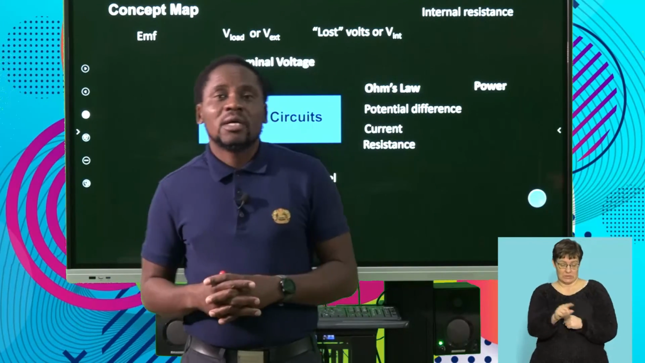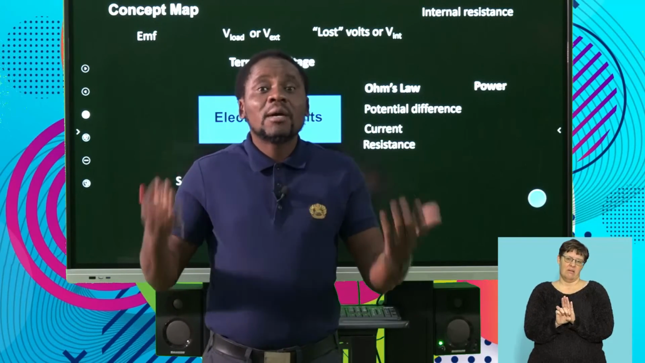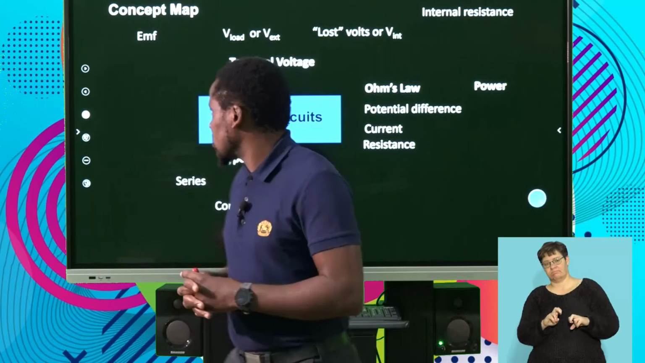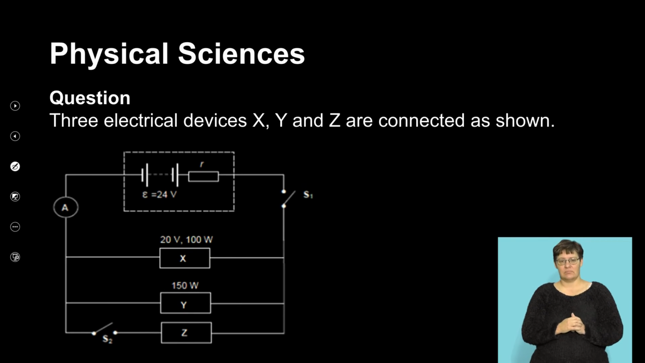Let's look at those practically. This is just an example of some of the type of problems that you must expect as far as circuit calculations. Right. Okay, the first question that we have, we've got 3 electrical devices, X, Y, and Z, that are connected as shown. So this is a typical circuit.